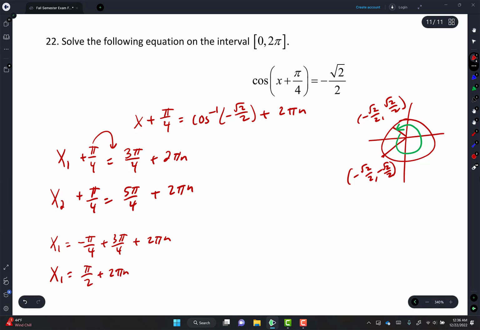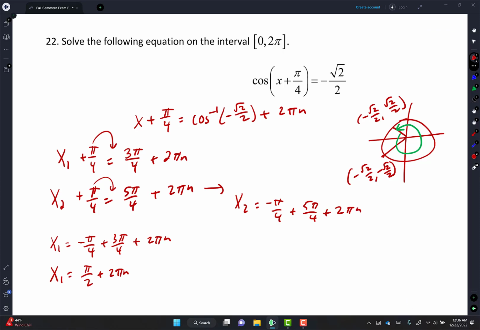And then here's my second expression. So I'm going to move that π/4 right here. So x2 = -π/4 + 5π/4 + 2πn. And then -π + 5π, that's 4π. So you're going to have 4π/4. So the 4s are going to cancel out, right? So you're just going to have π, guys. π + 2πn.